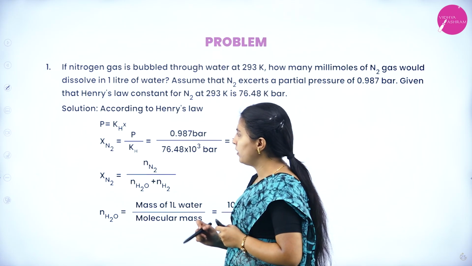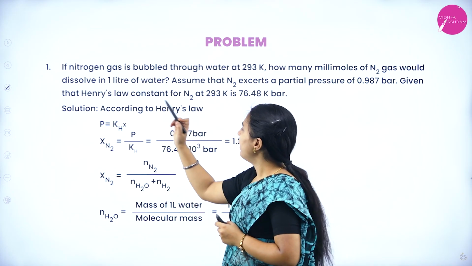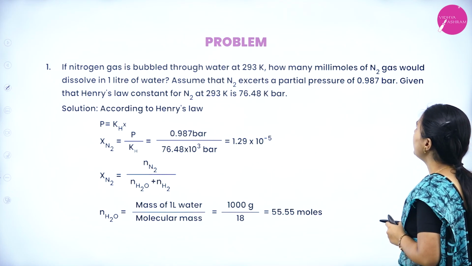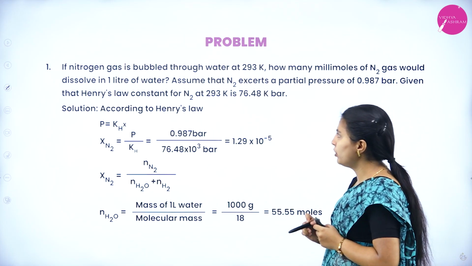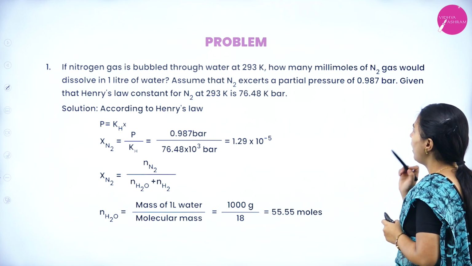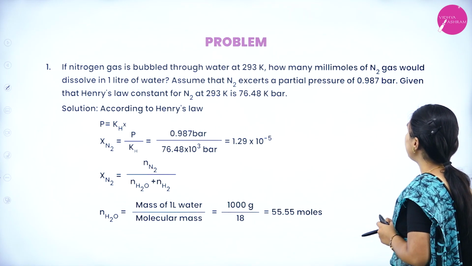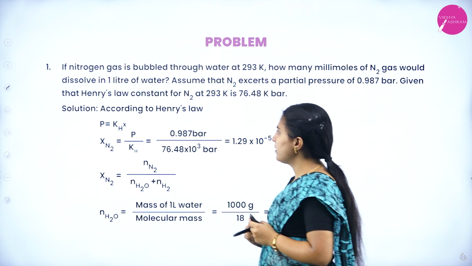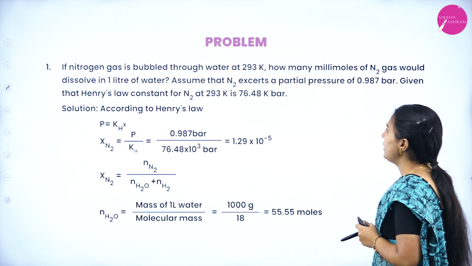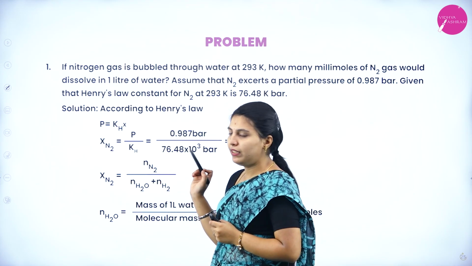Next problem regarding Henry's law. If nitrogen gas is bubbled through water at 293 Kelvin, how many millimoles of nitrogen gas would dissolve in 1 liter of water? Assume that N2 exerts a partial pressure of 0.987 bar. Given the Henry's law constant for N2 at 293 Kelvin is 76.48 kbar.